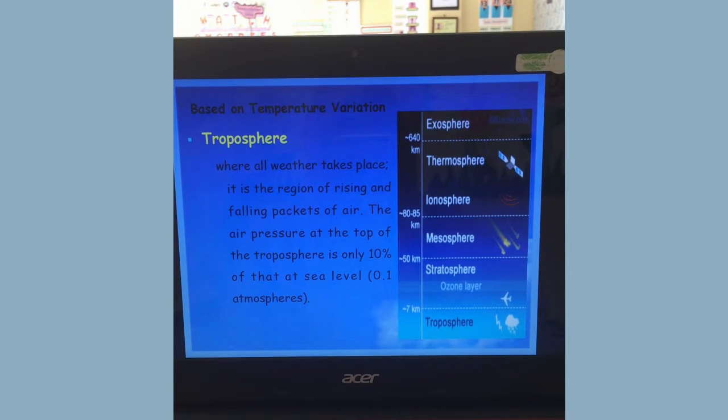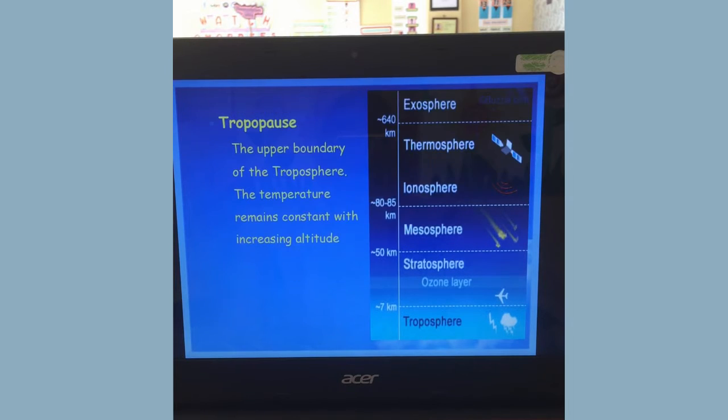As you can see in this picture, the troposphere is represented by lightning and clouds, which means that the troposphere has a lot of clouds. The next one is the tropopause. The tropopause is the upper boundary of the troposphere, and the temperature remains constant with increasing altitude.